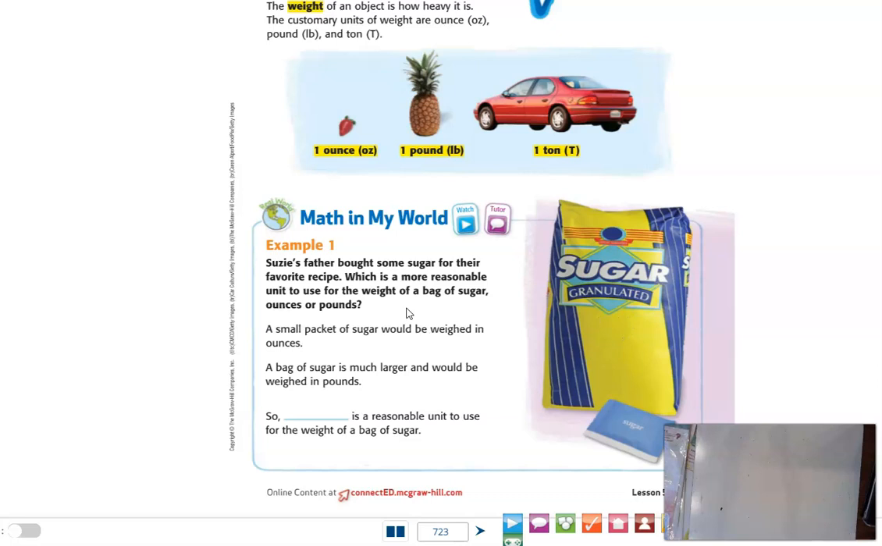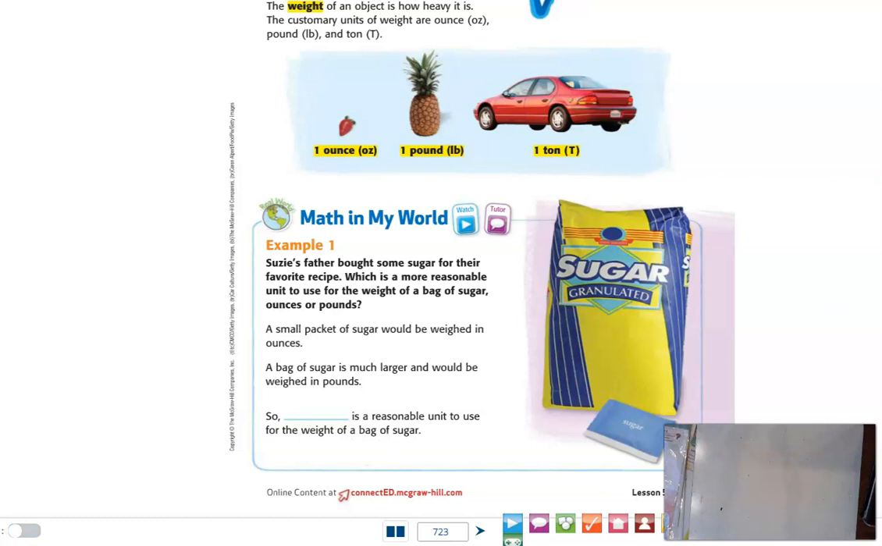Now it's going to weigh more than 1 pack of butter or 1 sweater, but at least it's not going to be a whole lot of strawberries. As much as I might like to think about a whole lot of strawberries, I wouldn't want to be weighing a bag using strawberries. It's probably a lot better to think of it in the weight of pounds. So pounds is a reasonable unit to use for the weight of a bag of sugar.